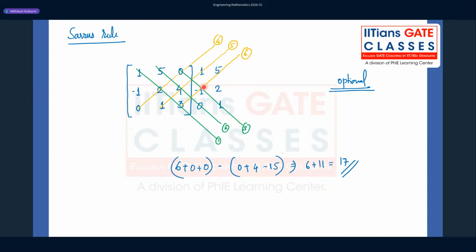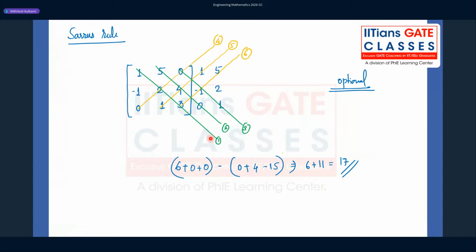You are writing them again. Now you will create three lines. This is my first line, second line, third line, like three diagonals coming down and three diagonals going up. So 1 2 3 4 5 6. Then for the diagonals which are coming down, do the multiplication. 1 into 2 into 3, how much? 6. Plus 5 into 4 into 0, that is 0. 0 into minus 1 into 1, how much? 0. So this is the sum of multiplications of the numbers along the lines 1, 2, and 3 respectively.